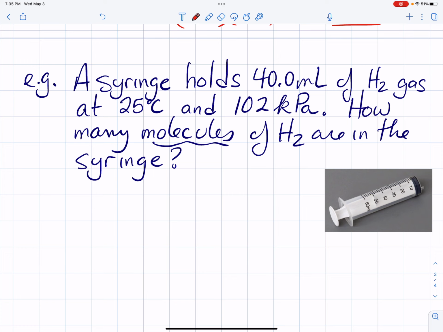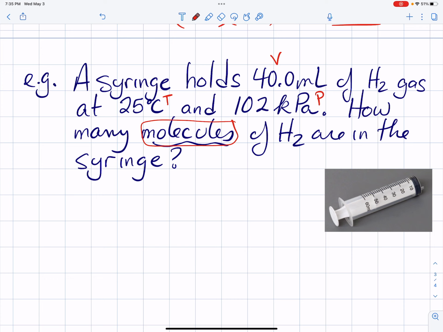So notice, again, we have one volume. It's in milliliters. That's a bit of a problem. We have one temperature. It's in Celsius. That's a bit of a problem. We have a pressure. It's in kilopascals. That's fine. We can use that. And then the question asks us for molecules. That's a little bit strange to me.